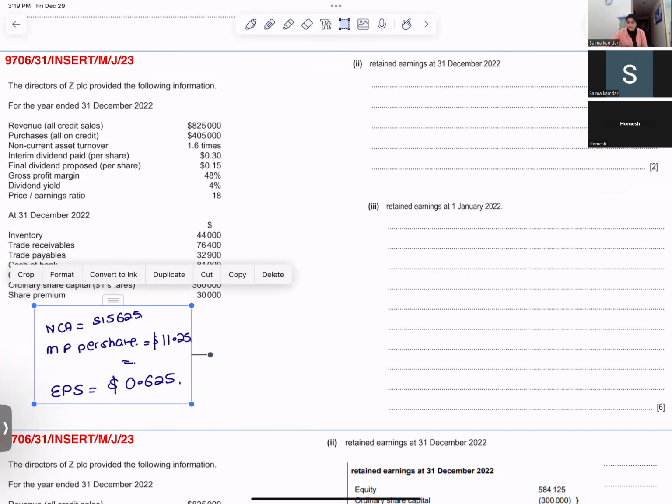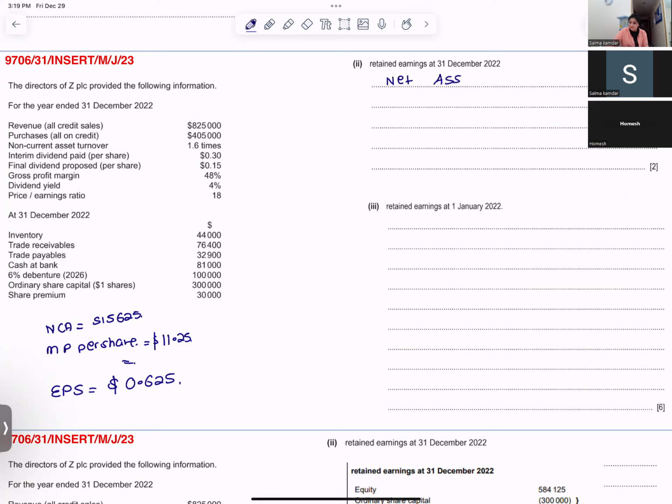Retained earnings on the last date. How will you find the retained earnings on the last date? Miss, we'll have to make the retained earnings column. Your net assets is always equal to your equity. Your equity comprises your ordinary share capital, your share premium, and retained earnings.